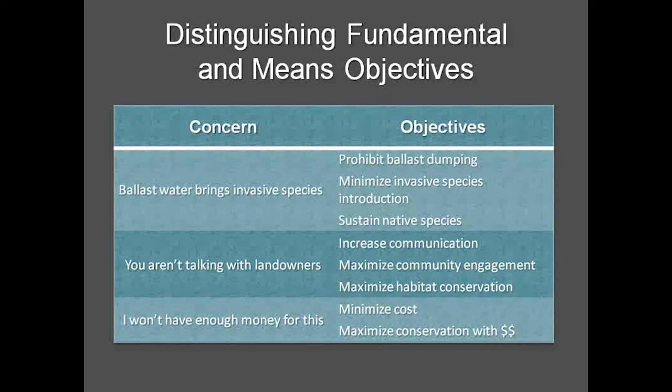Third example, I won't have enough money for this. Well, that's the concern. The objective might be to minimize cost. Why do I want to minimize cost? Well, that might be fundamental. But you could ask, what would I do with those cost savings? Well, I'm going to take those cost savings and spend them on some other conservation. So what I really want to do is maximize conservation with the allocated dollars that I have.